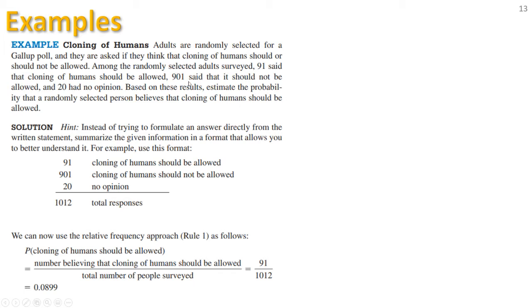Now, instead of just working with values from the paragraph like this, you should always organize your values in some way, something like this. And so this gives you a clearer picture of what's going on. You have 1,012 total responses, and then 91 responded that yes, cloning of humans should be allowed. And so then, to answer this question, we simply divide 91 by 1,012, and we get 0.0899.